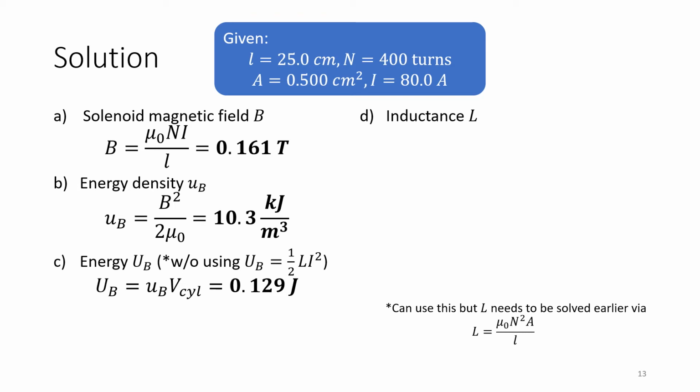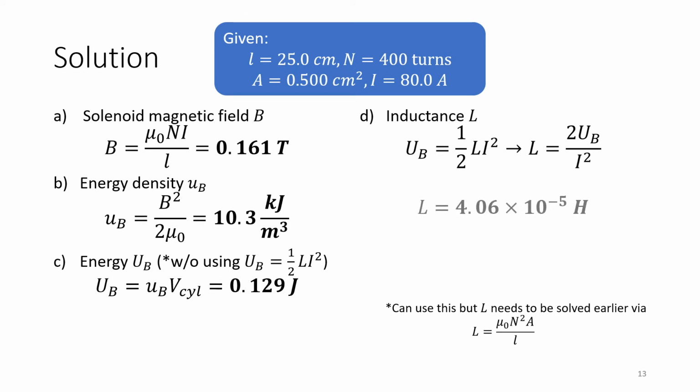To answer the last question, we find the value for inductance L by isolating it from the U sub B equation, and this gives us, eventually, after substitution, an inductance value of 4.06 times 10 raised to the negative 5 Henry. And again, to reiterate, you can solve inductance using the geometry-related terms exclusively. The method and order of solving this problem is entirely up to you.